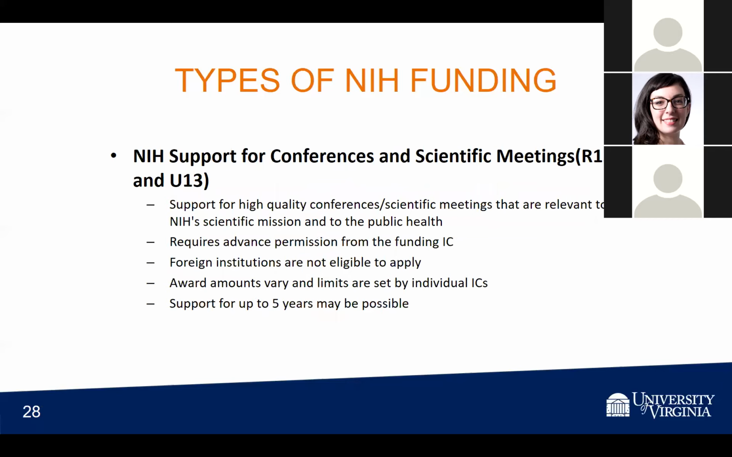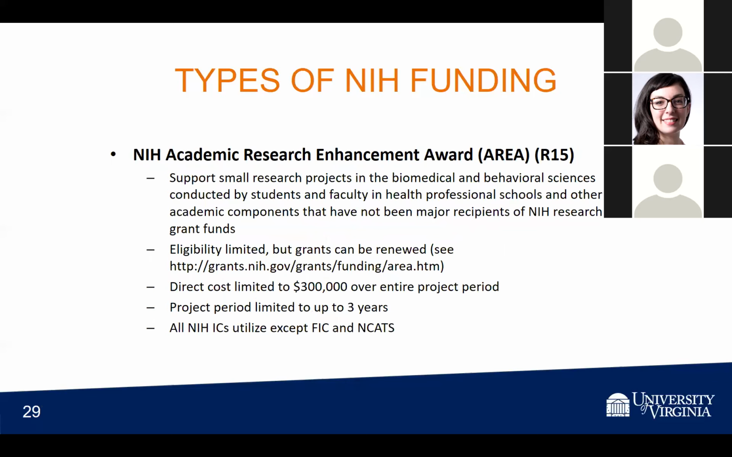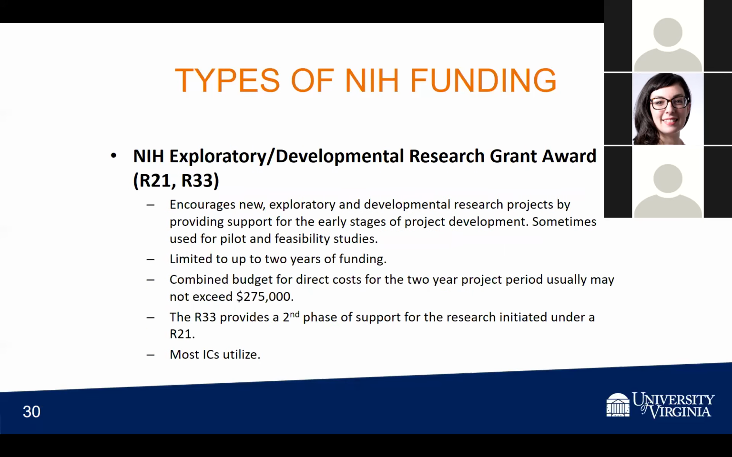Conferences and scientific meetings, that would be an R13 or a U13. Here's the R15. Let's see, the R21 and R33. So this is the Exploratory Developmental Research Grant Award. The R33 is the second phase of support for research that starts under an R21. Typically, the budget for direct costs for the 2-year period can't exceed $275,000, and most of the institutes and centers utilize those.